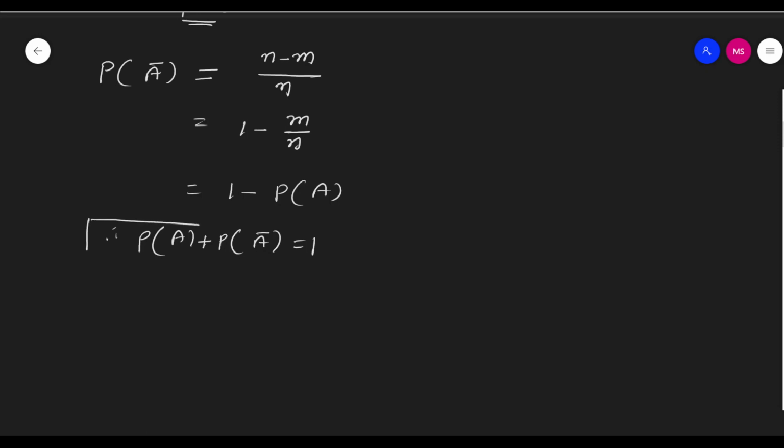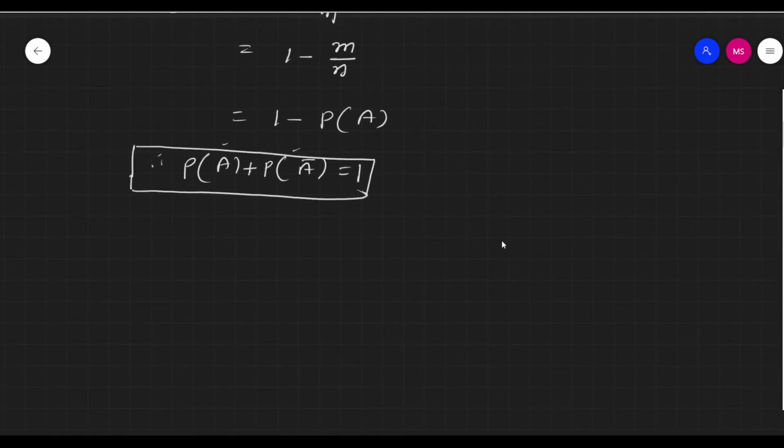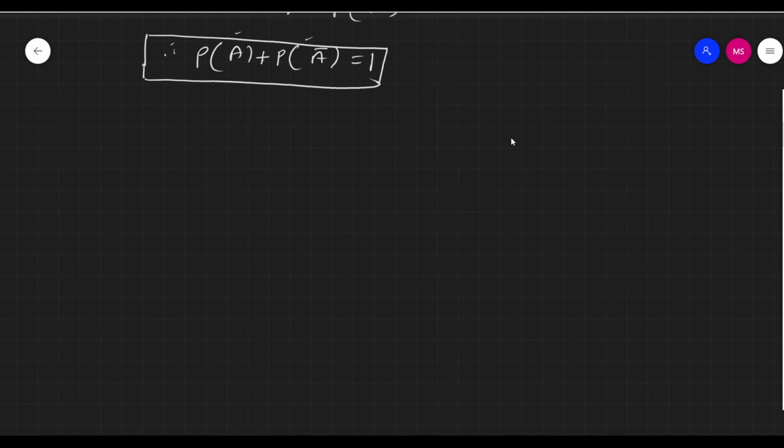That means the probability of occurrence of an event A plus the probability of non-occurrence of event A is equal to 1. Otherwise, the probability of success plus the probability of failure is equal to 1. That is, P of A plus P of A bar is equal to 1. This is one of the concepts.